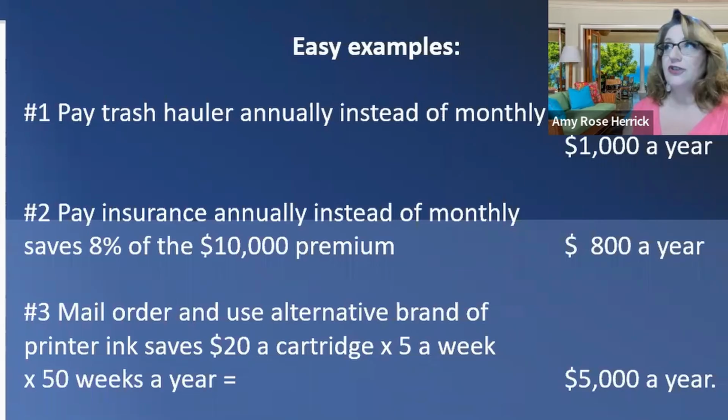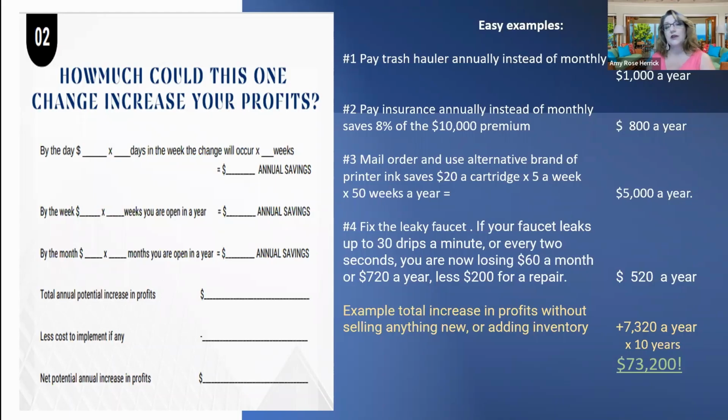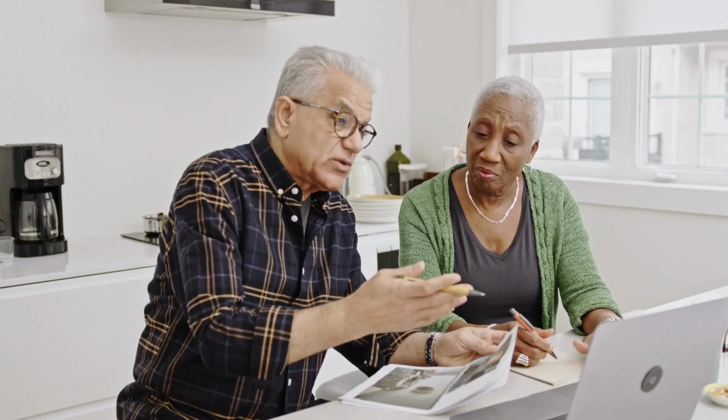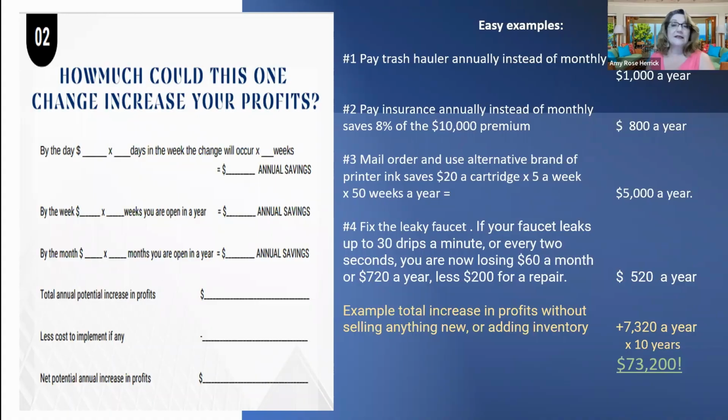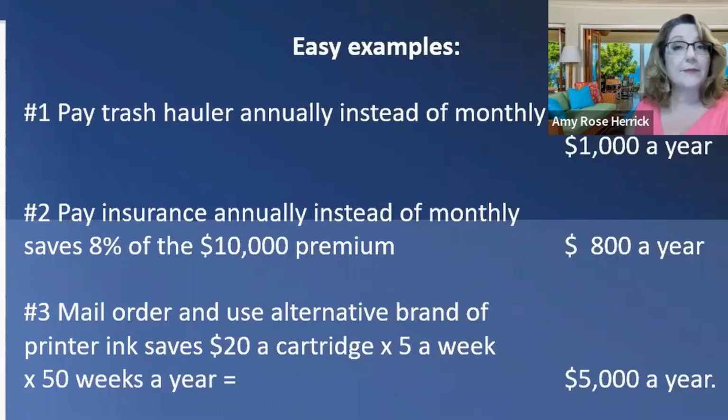If we pay our insurance annually instead of monthly, that usually saves somewhere between 3 and 8% on the premium. This could be car insurance, building insurance, or life insurance or disability that the company is paying for. Now, if I had $10,000 in premiums, then instead of paying it monthly at a higher rate, I chose to pay it annually. That could perhaps create $800 a year.